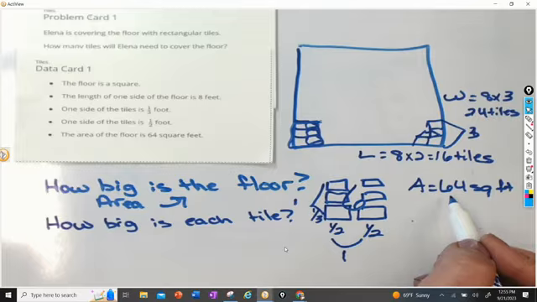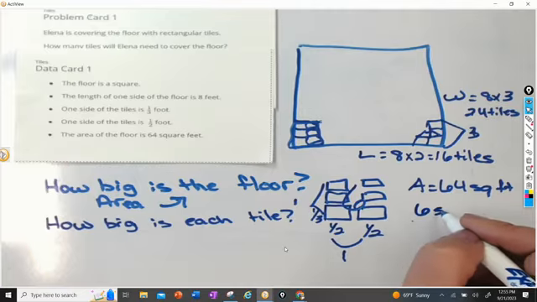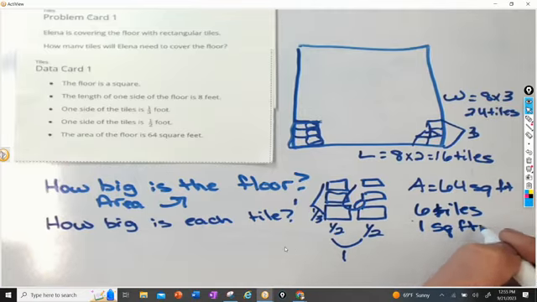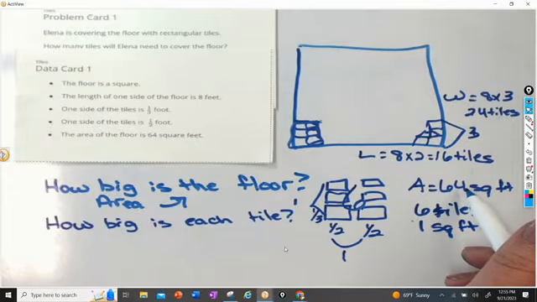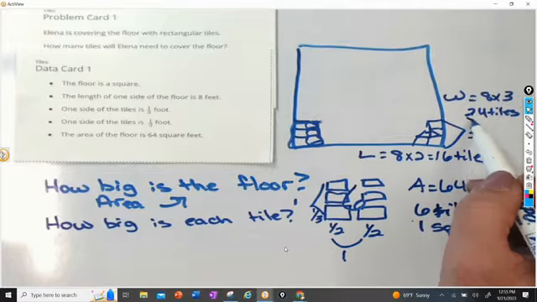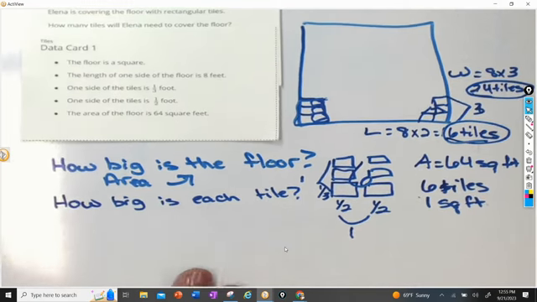How many square feet do I need? Well, I need 64. It took 6 tiles to make 1 square foot. How many would it take to make 64? So could I just multiply 64 times 6? I think that's easier than multiplying 24 times 16. So I'm going to do that. So let's see, do I have room up here? I'm going to do it in the box.